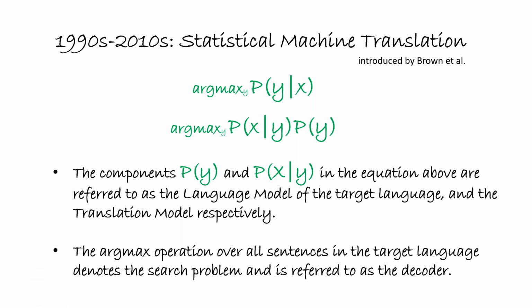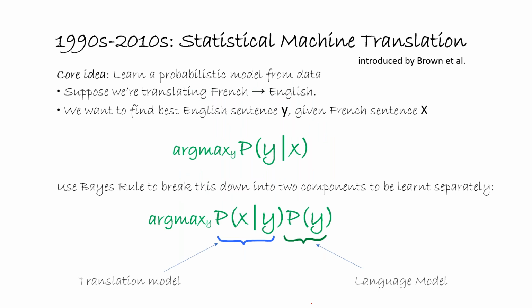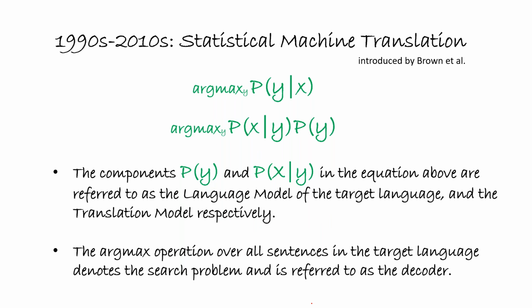So there are two parts, as I talked about: the language model and the translation model. The components p of y and p of x given y in the equation above are referred to as the language model of the target language, and the translation model respectively. So these are the two components.